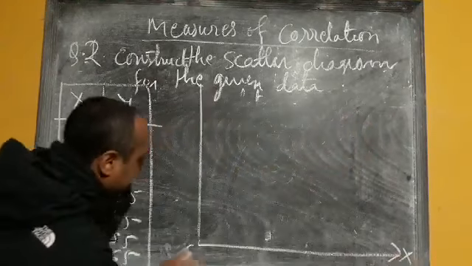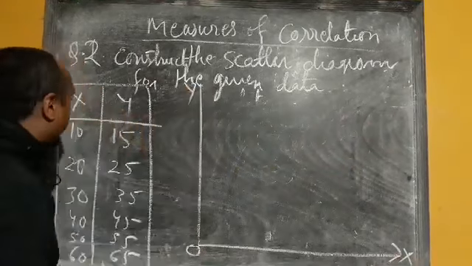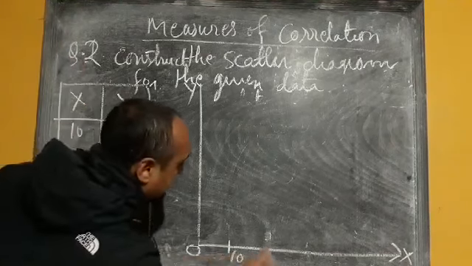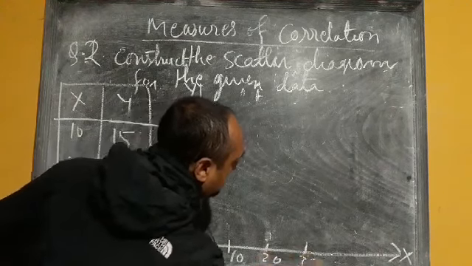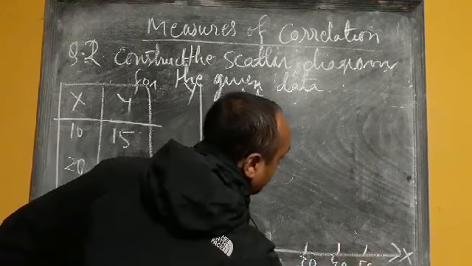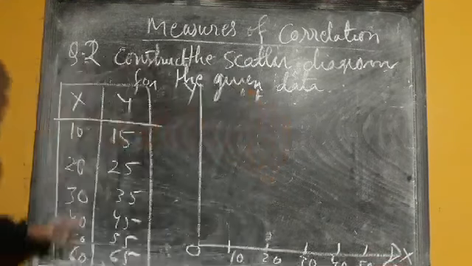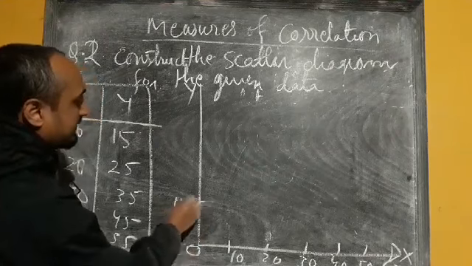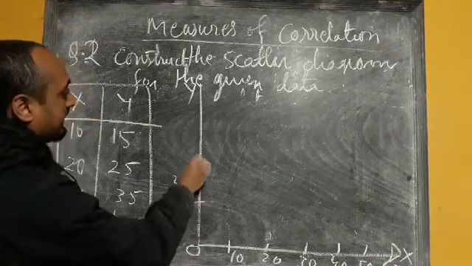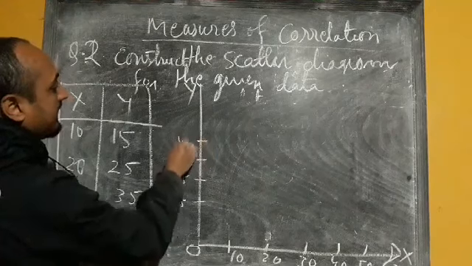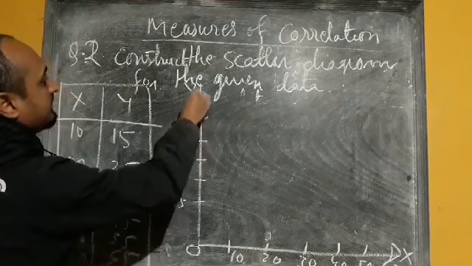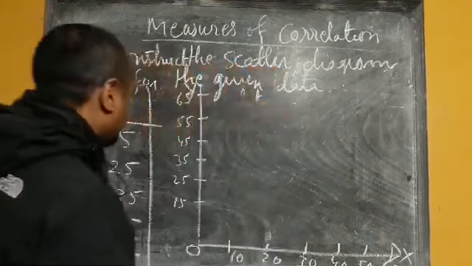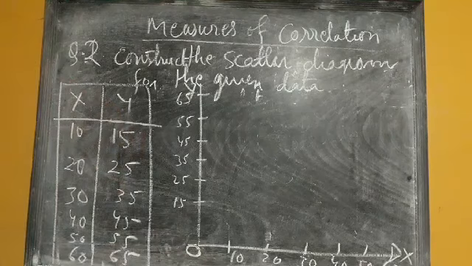Suppose this is our x axis, this is our origin, this is our y axis. The x axis maximum value is 60. Okay, let's take 10, 20, 30, 40, 50, 60. Similarly, the maximum value of y is 65. So let's take, suppose, 15, 25, 35, 45, 55, 65.